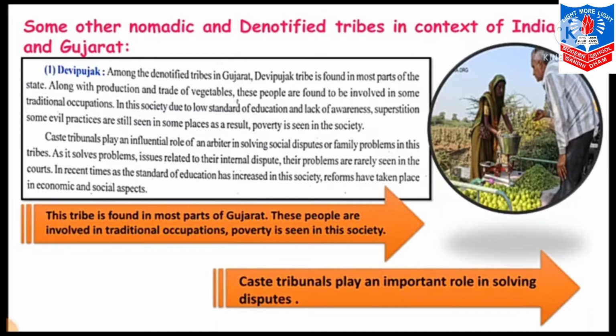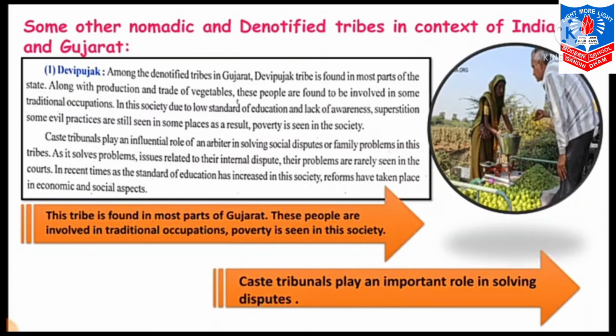Now, in Gujarat, Devi Pujak is the denotified tribe which is found in most parts of the state. The Devi Pujak denotified tribe produces and trades vegetables, and in addition to this, they also do some traditional occupations. In the Devi Pujak society, the standard of education is low, and they lack awareness. Therefore, superstitions, that is andhavishwas, and evil practices prevail in this society, which results in poverty.